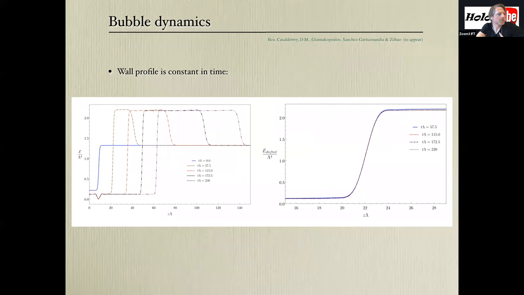For example, in this case, since the system is expanding along Z, one of the things that's very relevant is the speed of sound right ahead of the wall, right in front of the wall. Because you want to know whether the perturbations created by the motion of the wall can propagate ahead of the wall or whether they will fall behind. And that will distinguish deflagration from detonation.